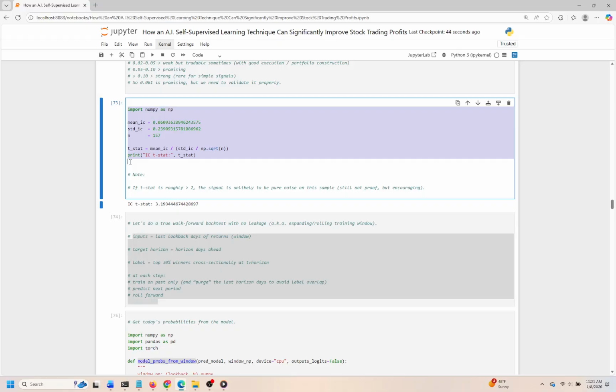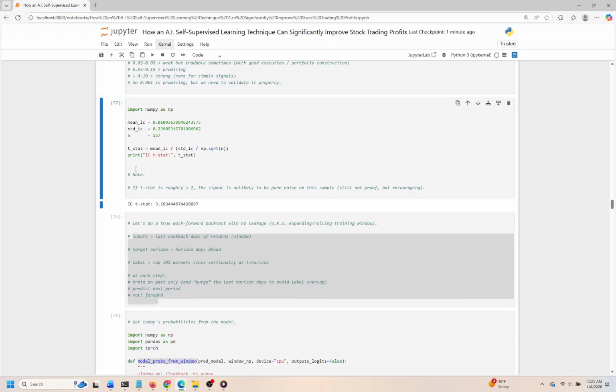The sample size, represented here by the variable n, provides context, as a larger sample can contribute to a more reliable estimate. In essence, the t-statistic is calculated by taking the mean IC and dividing it by the standard error, which is derived from the standard deviation adjusted for our sample size. This adjustment is vital as it accounts for the uncertainty that comes with estimating our mean from a finite sample.